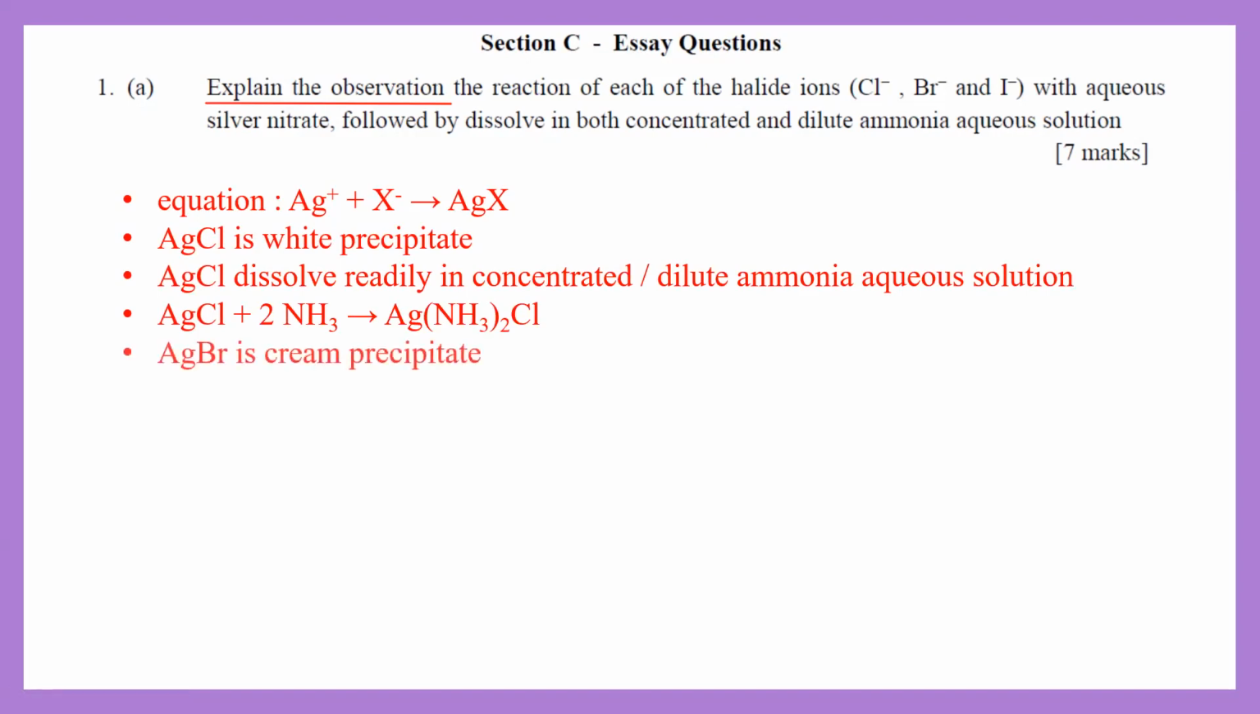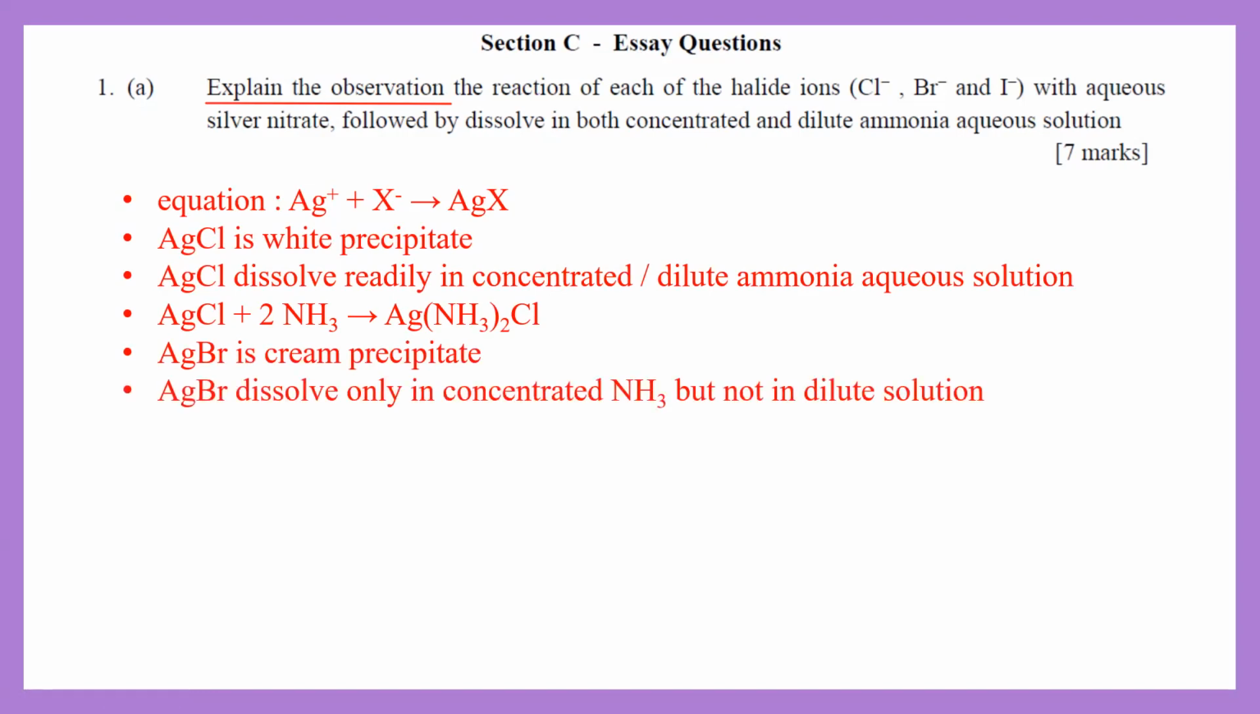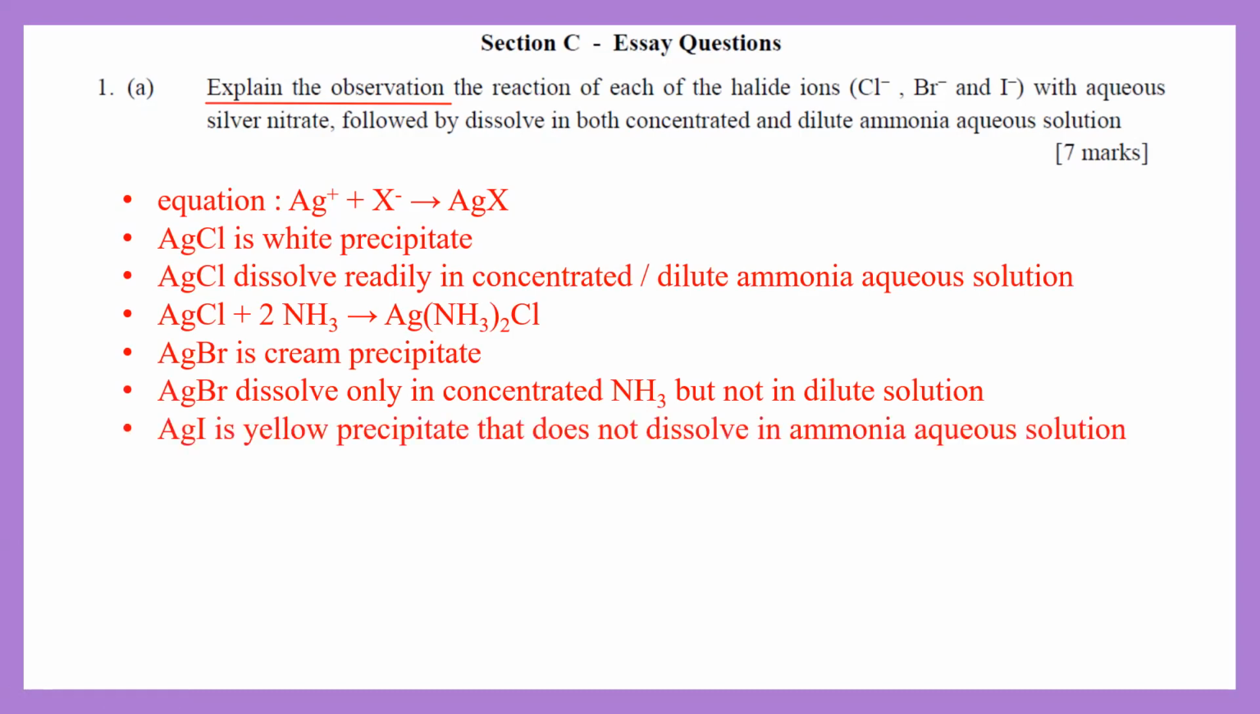AgBr is a cream precipitate. AgBr only dissolves in concentrated ammonia but not in dilute solution. And last but not least, silver iodide is a yellow precipitate that does not dissolve in aqueous ammonia solution. So there are only 2 equations that you need to write: one for the formation of the precipitate, another for the formation of the complex.